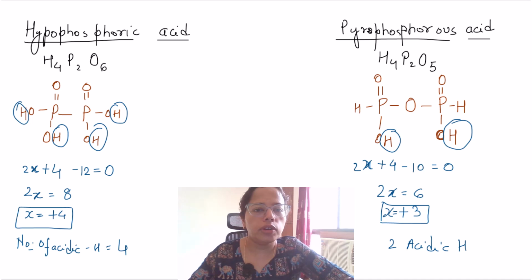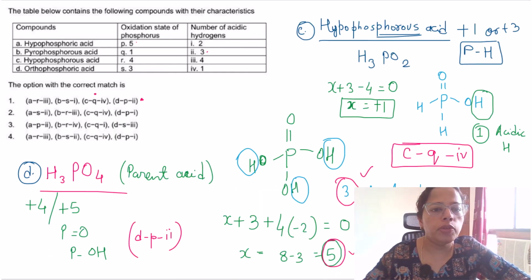So for hypophosphoric acid, we have +4 and number of acidic hydrogens 4. So 4, 4 for hypophosphoric acid. Okay, now let's go back to the question. So for hypophosphoric acid, we have 4, 4. So A should correspond to R, which is +4. And again 4, that is number of acidic hydrogens 4, so that is number 3. So A should correspond with R and 3. AR3. Okay, so AR3 we have in the first option. Yes, we have AR3 in the first option as well.